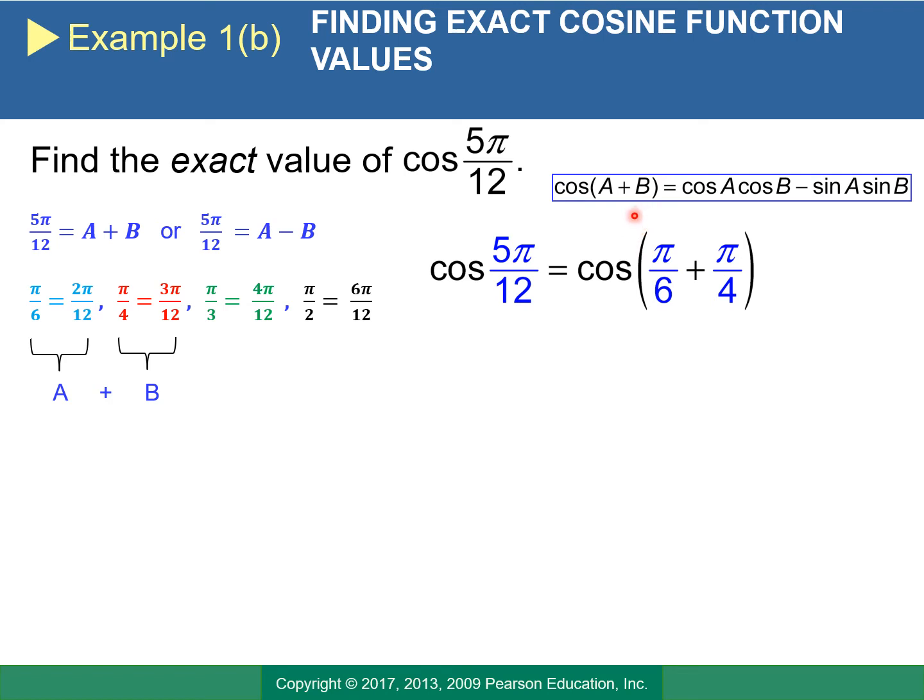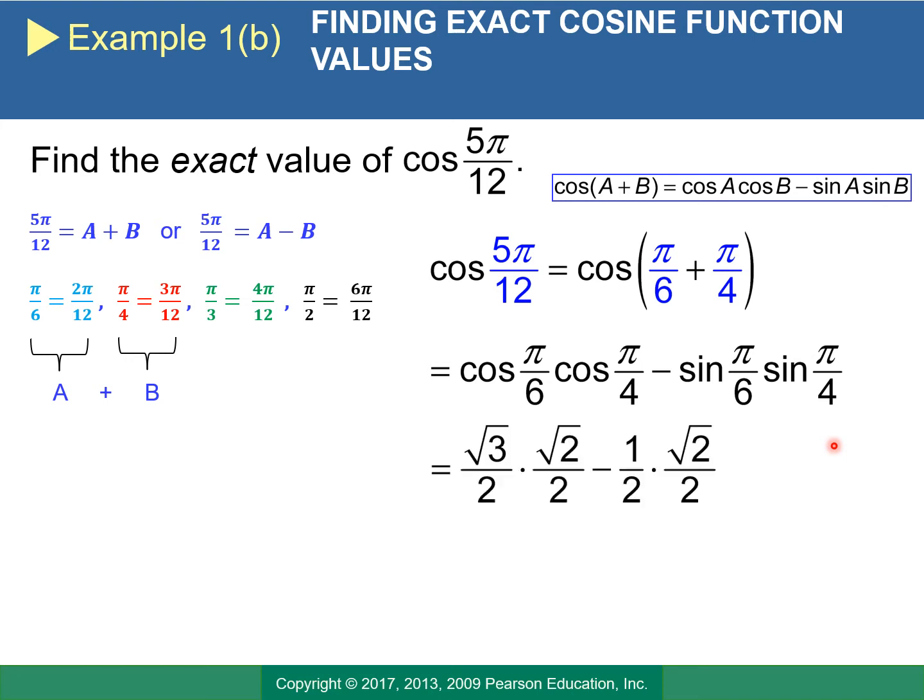Back from our two identities here, cosine of the sum of two angles can be broken down as cosine A times cosine B minus sine A times sine B, where A is pi over 6 and B is pi over 4. We know all of these four values from our unit circle, or you can use your calculator if it gives exact values in radian mode. And so we plug in our values, final answer: square root 6 minus square root 2, all over 4.